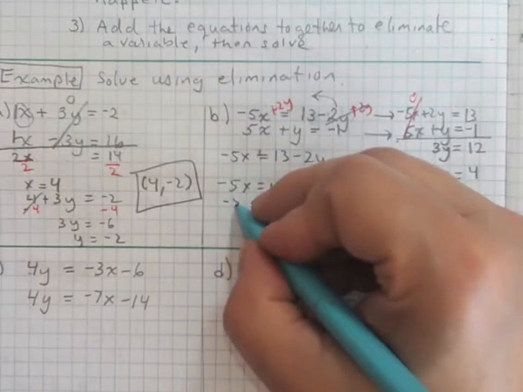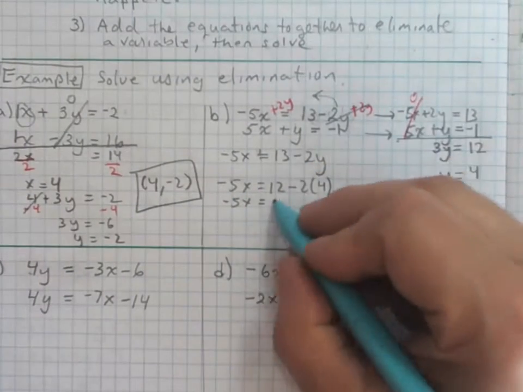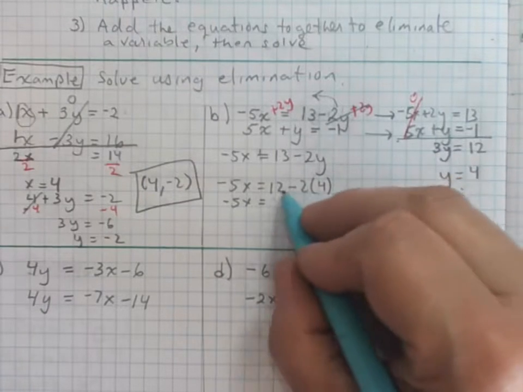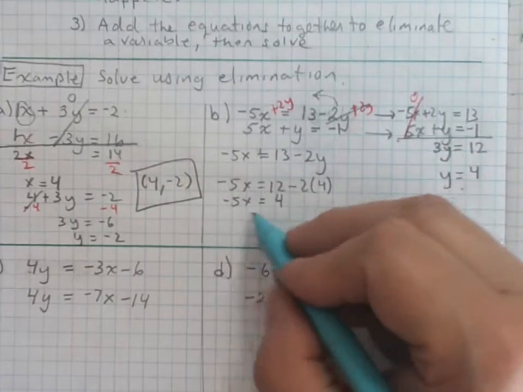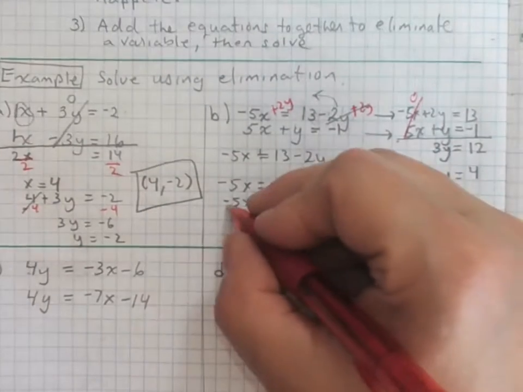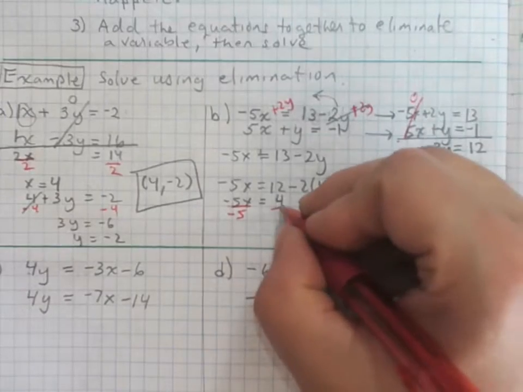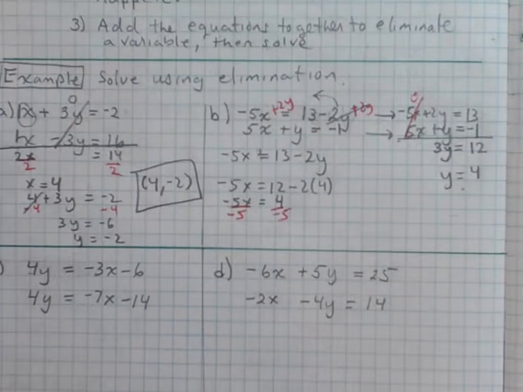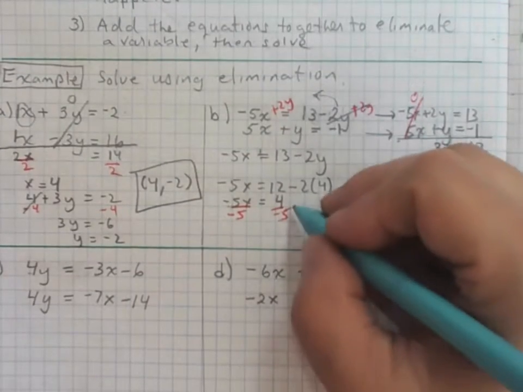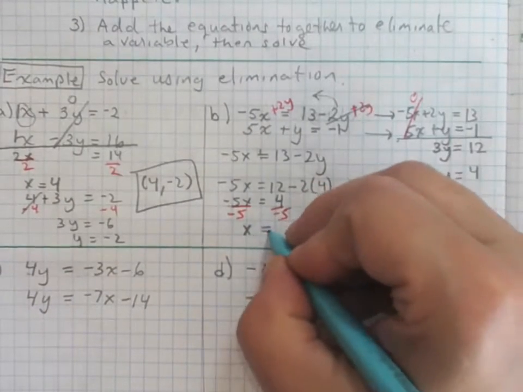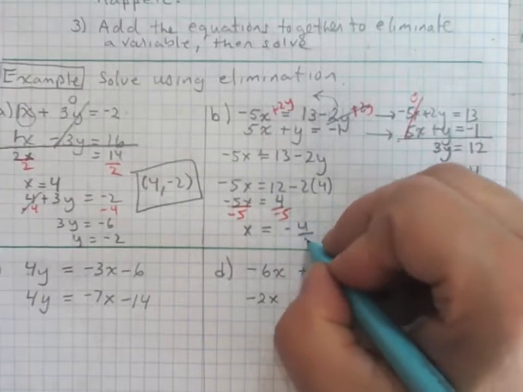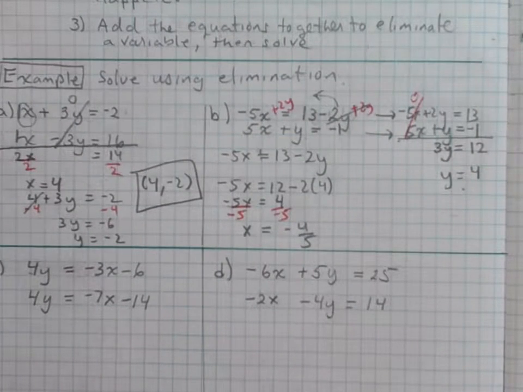Solve for x. See, 12 minus, 2 times 4 is 8, so 12 minus 8 is 4. And then divide both sides by negative 5. And so that gives me x equals negative 4/5. And then I put that together.